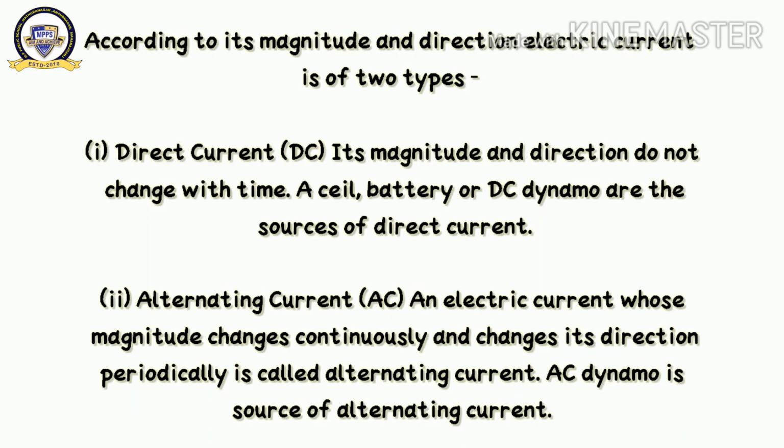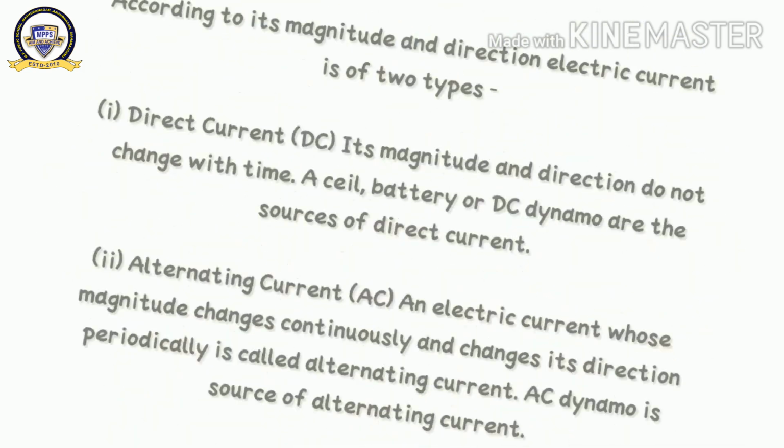Just for an example, a cell, battery, or DC dynamo are the sources of direct current. In a similar way, an electric current whose magnitude changes continuously and whose direction changes periodically is called alternating current. AC dynamo is the source of alternating current.